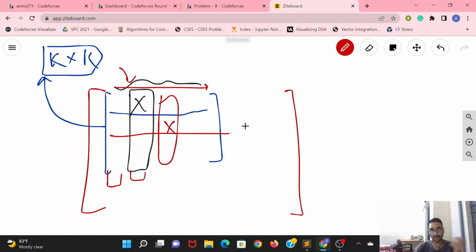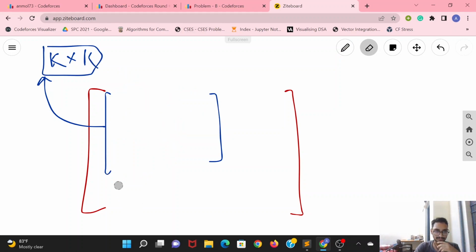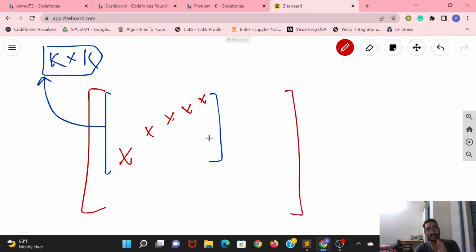So let us find any way to do this. Okay, so one very trivial way to do this will be to put all the x's along the diagonal. Now you see, every row has one and every column has one. Now this is a very trivial way to do it. And anyway, we just need to minimize the number of x's. So this works just fine. Okay, so this is one way to do it.